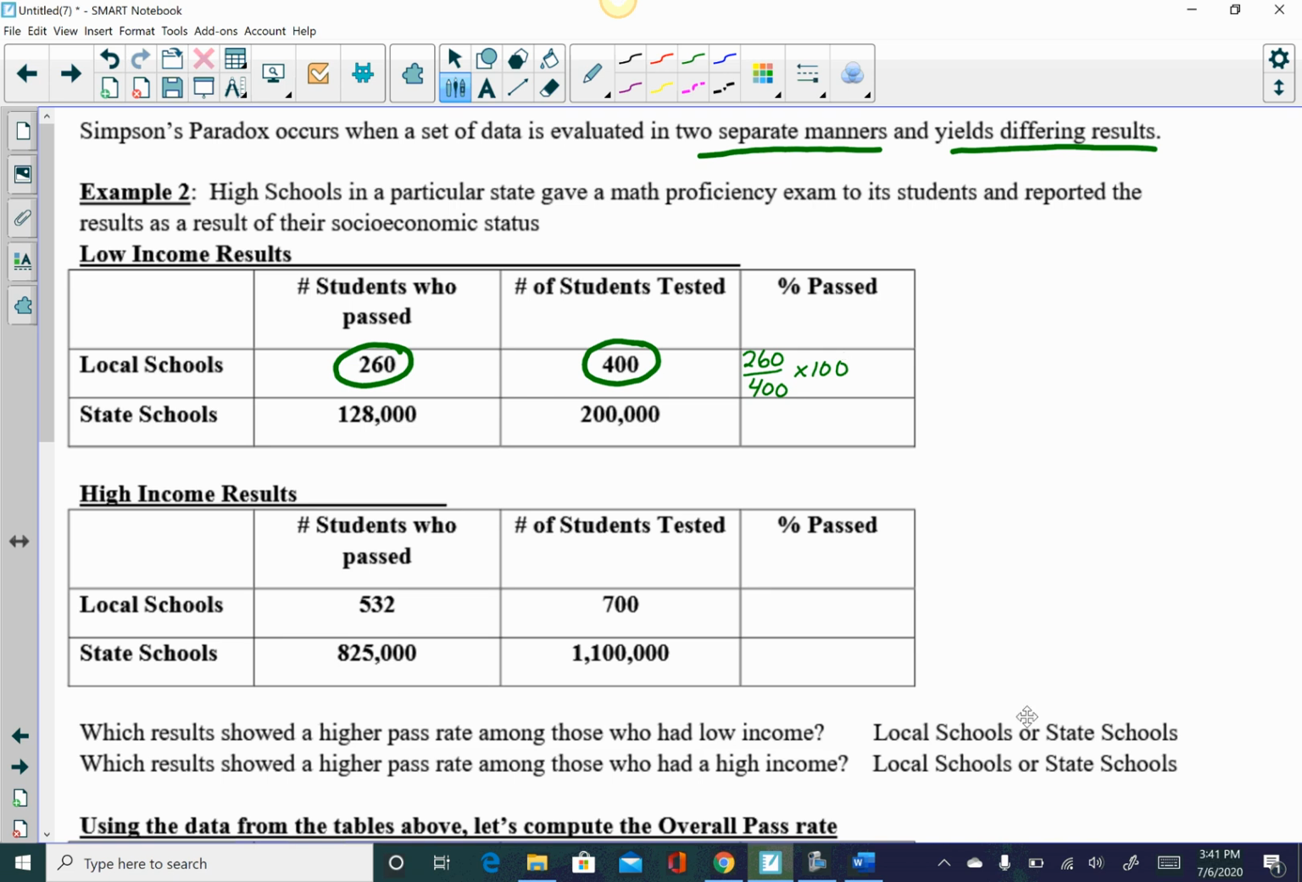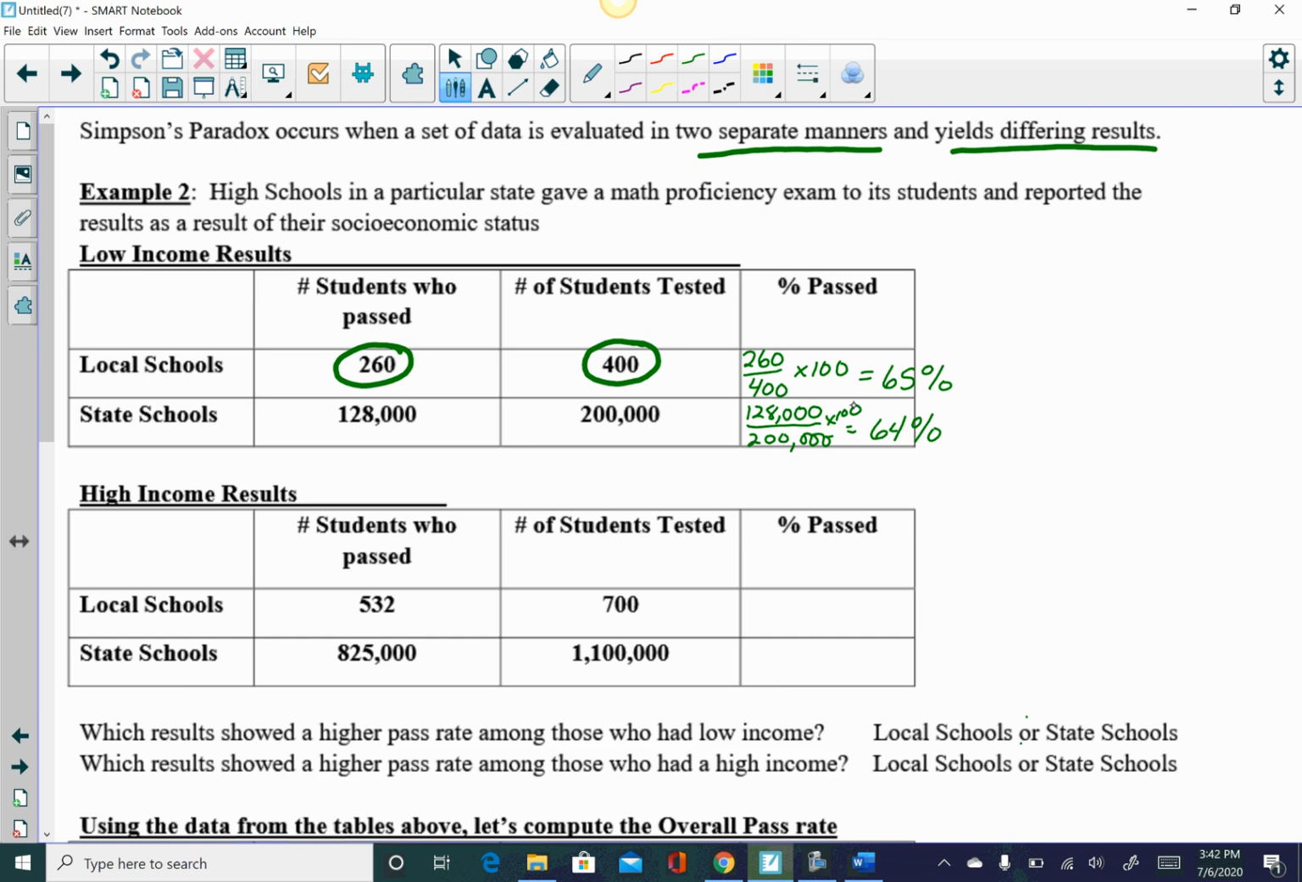Okay, we'll just do the nearest whole number. If you ever have to round, I just do the tenths place. It'll be good. So then that puts you at 65%. All right, so on the next one, if I want the percent that passed from state schools, I would have 128,000 that passed out of the total number that took it, 200,000. Put that in our calculator. And that should put you at 64%. Okay, and of course, you're still always multiplying by 100. I just didn't write it there.